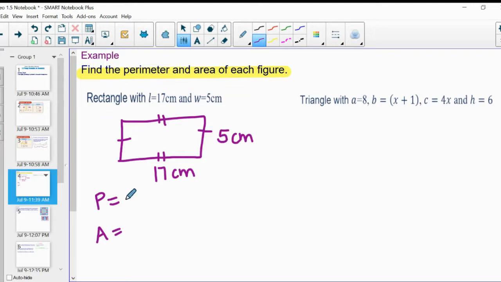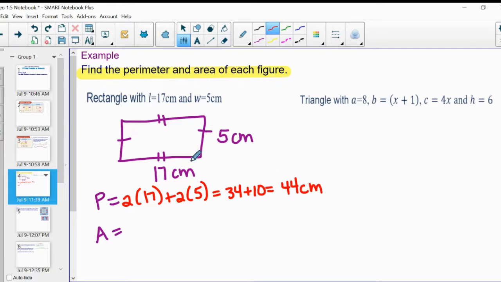All right, so perimeter, I am going to use the formula of 2 times the length, which is 17, plus 2 times the width, which is 5. Okay, 2 times 17 is 34. 2 times 5 is 10. 34 plus 10 equals 44. And we have units, which are centimeters. So the perimeter, the distance all the way around all 4 sides, is 44 centimeters.